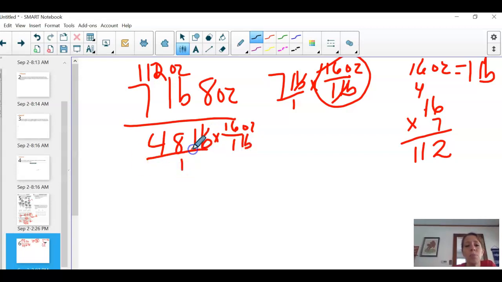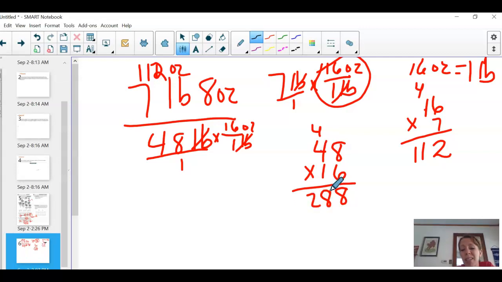But now I've got a much bigger problem. 48 times 16. 8 times 6 is 48. Put the 8, carry the 4. 4 times 6 is 24, plus 4 is 28. Now I'm technically multiplying 48 times the 10 now, so I need a placeholder of a 0. 8 times 1 is 8. 4 times 1 is 4. So that would be 768 ounces. So I'm getting a pretty big problem here.